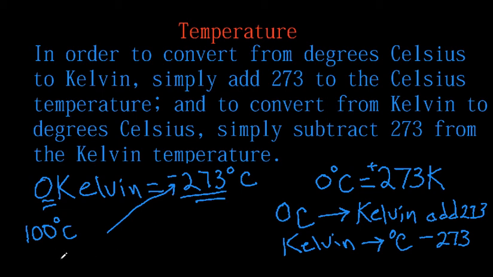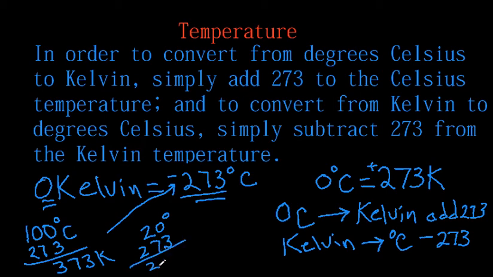So 100 degrees Celsius, if we're trying to convert it to Kelvin, we add 273 to it. So 100 degrees Celsius is 373 Kelvin. Okay, let's do another one. Let's do 20 degrees Celsius. 20 degrees Celsius plus 273 for the Kelvin, and we get 293 Kelvin. So it should be easy enough to convert on your Celsius thermometer in a lab between Celsius and Kelvin.